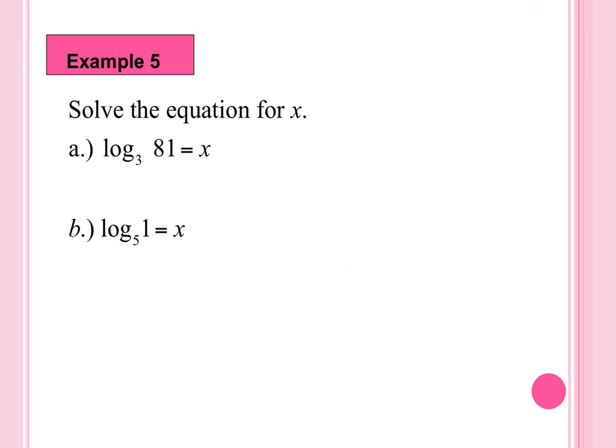All right, so let's see if we could do this again with minimal work. Log base 3 of 81 equals x. What's the answer there? 4. 3 to the x power equals 81, right? And 3 to the 4th equals 81. How about B? Log base 5 of 1 is x. What's x? 0. Questions?